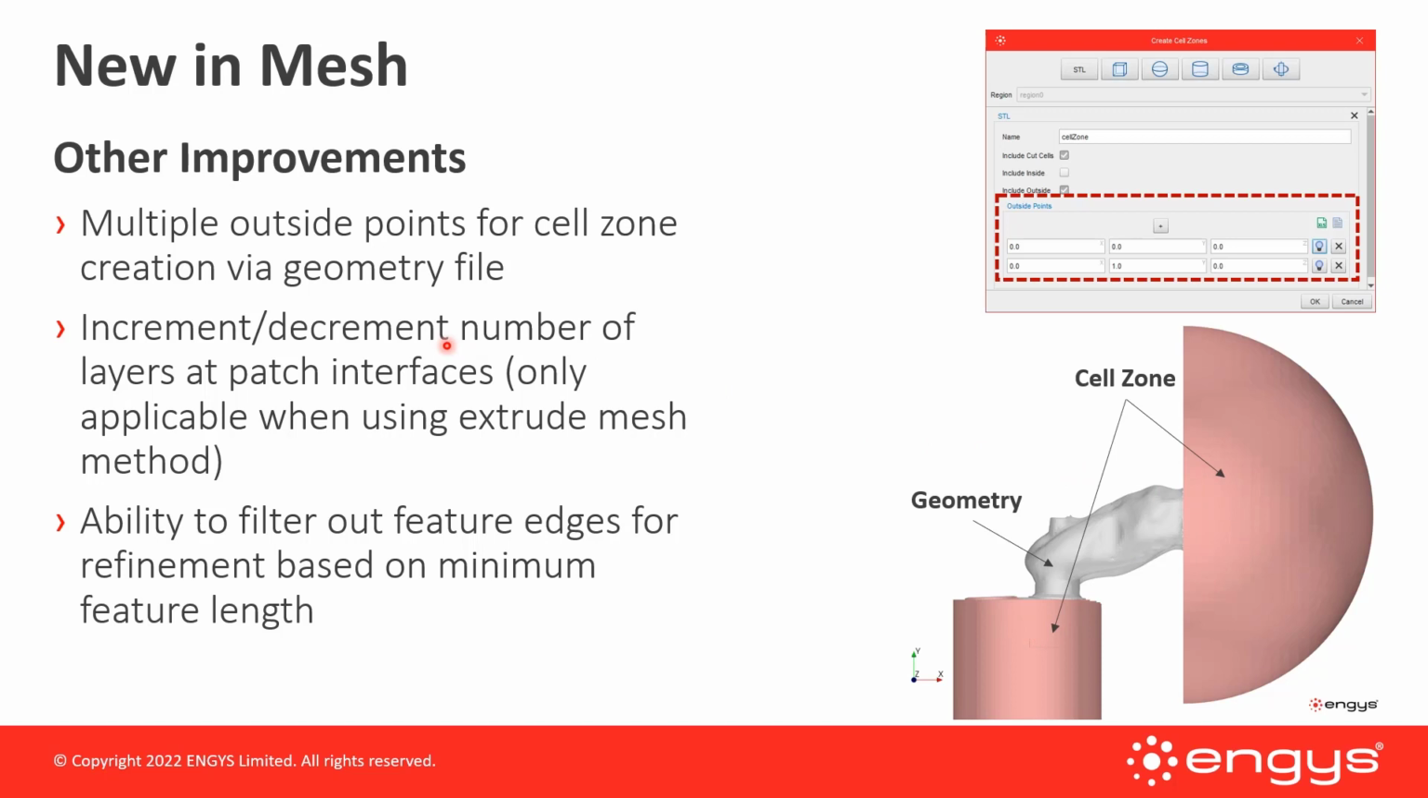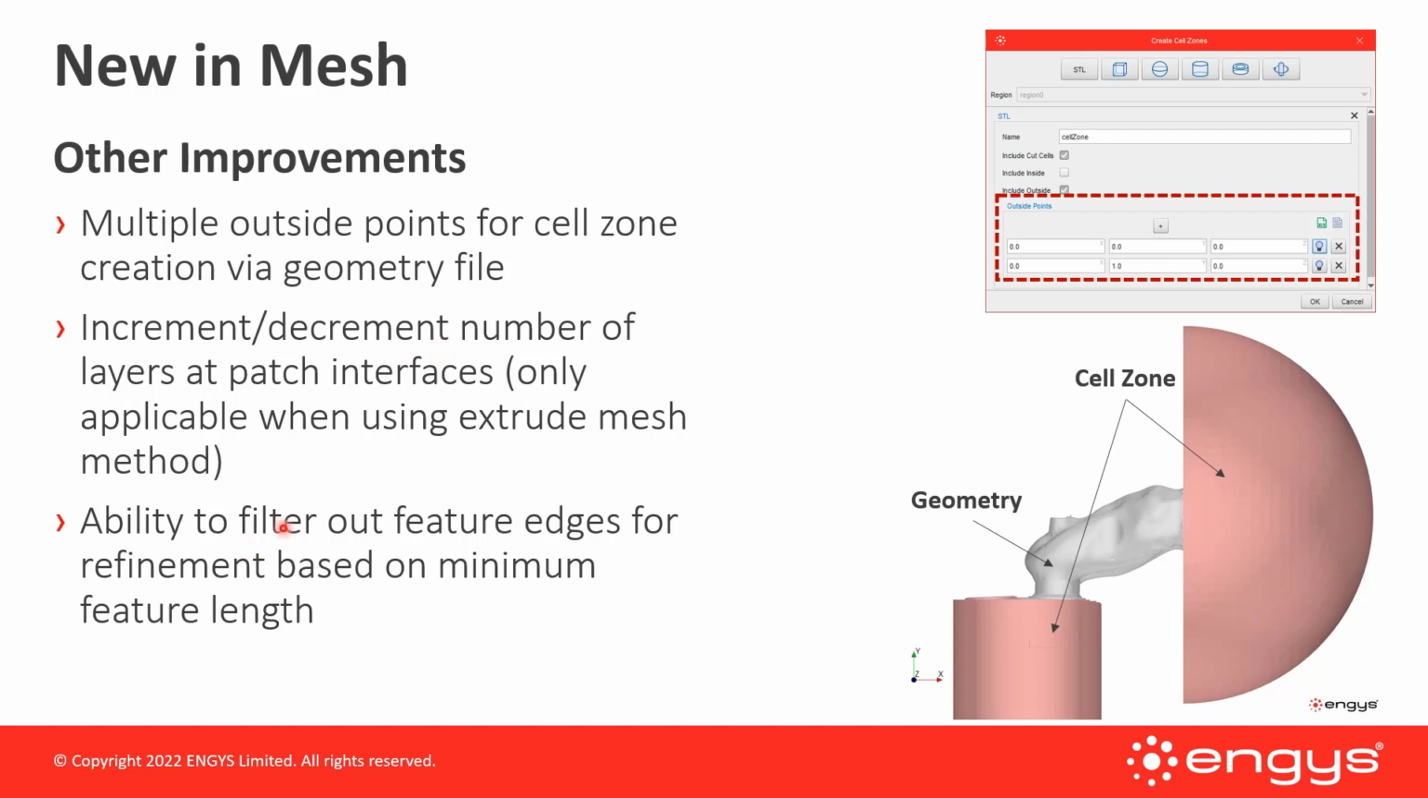Then we have this increment, decrement number of layers at patch interface, which means that you can choose to either increment from lower layer count patch or decrement from the higher layer count patch. And this is only applicable when you use the extrude mesh method.